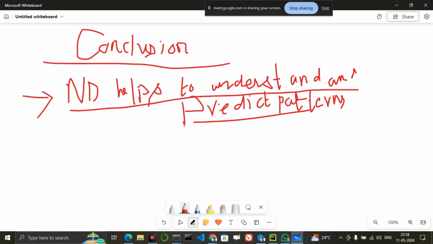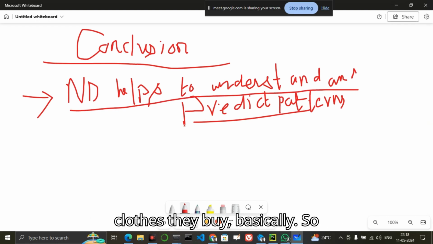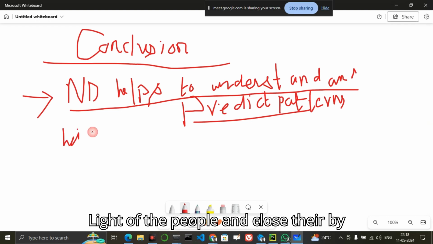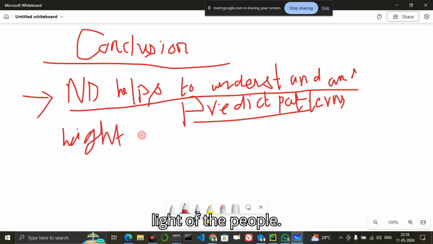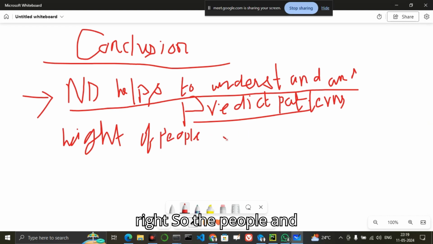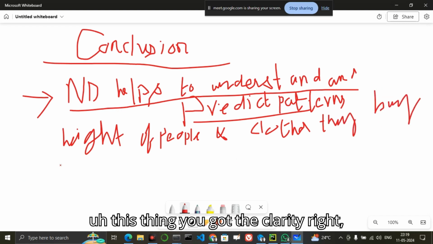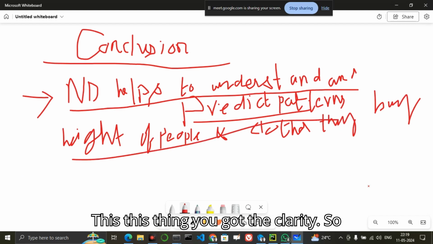Like, let's suppose, from the heights of the people to the size of the clothes they buy. Heights of the people and the clothes they buy, basically. Two things we will understand: heights of the people and the clothes they buy. Okay, all right. I hope you got the clarity, right?